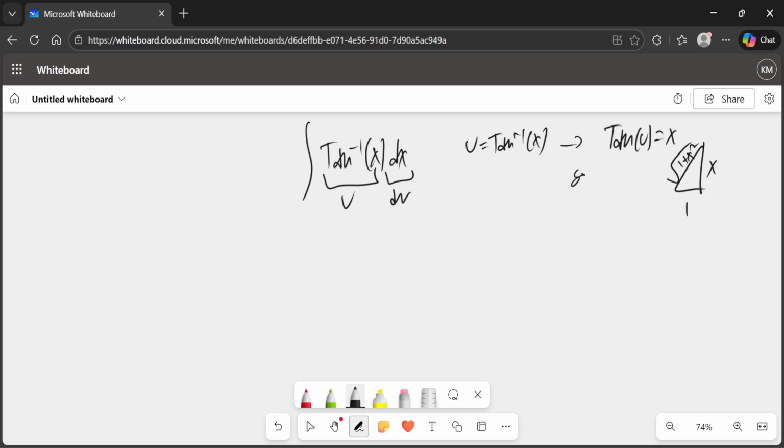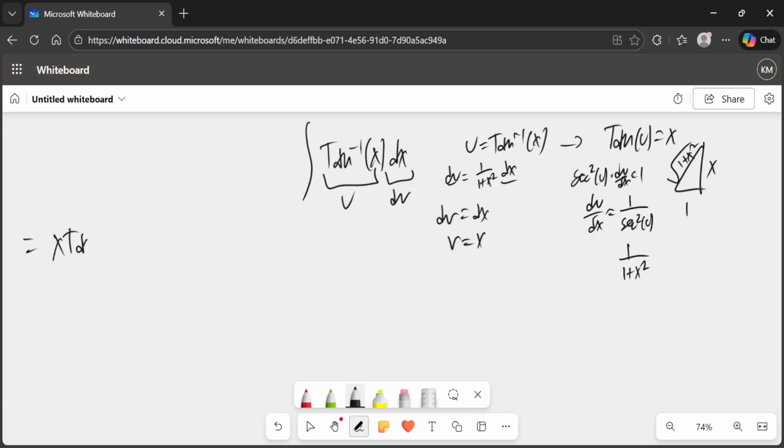We take the derivative here, so it's secant squared u times du dx equals 1. Du dx equals 1 over secant squared u. Secant squared is one over cosine squared, and cosine here is that. So it's just 1 over 1 plus x squared. Okay, cool. So du is equal to 1 over 1 plus x squared dx. I think I might have forgotten that in the earlier ones, but it should be there. And then v equals the integral of dx, v equals x. So this whole thing's equal to uv, x tangent inverse x.